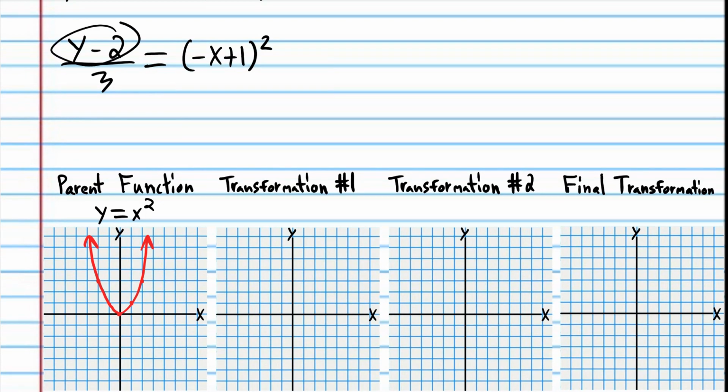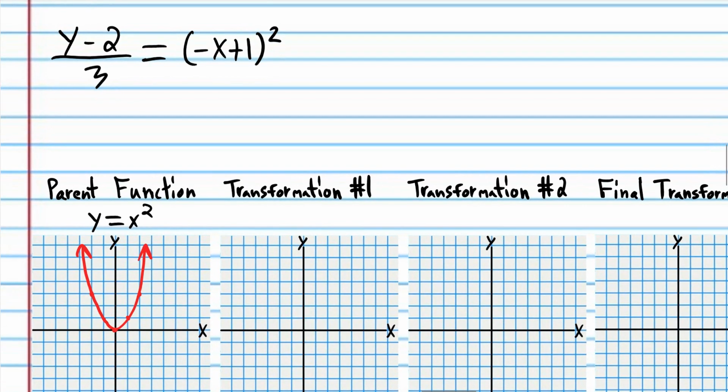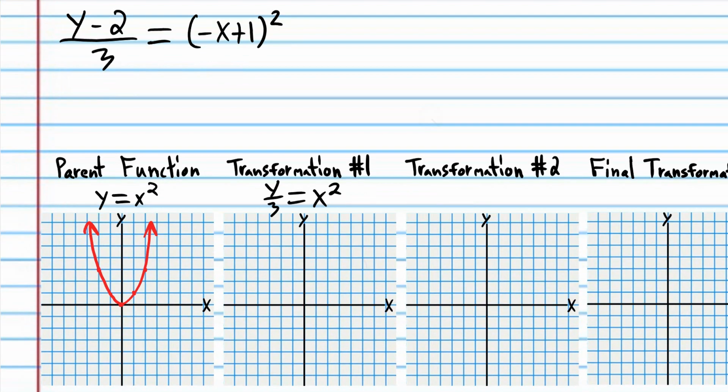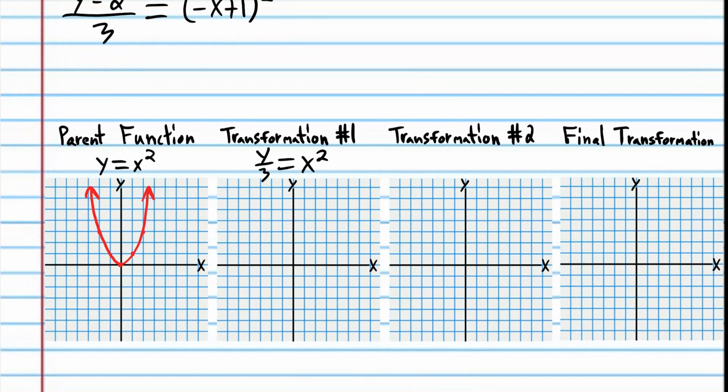If we subtract 2 first and then divide by 3, well, the transformation properties don't tell us what to do when we're dividing y minus 2 by 3. So that doesn't work. So first let's divide y by 3. That's going to multiply all the y values by 3, so that's going to be a vertical stretch. We're pulling the graph upwards. It's one way to think about it.